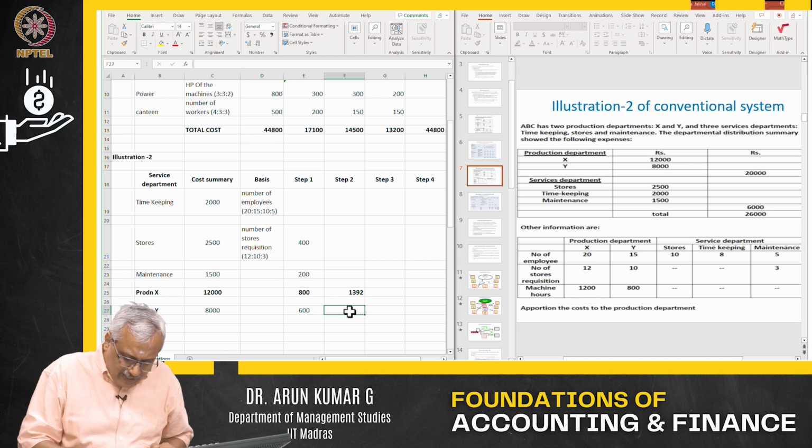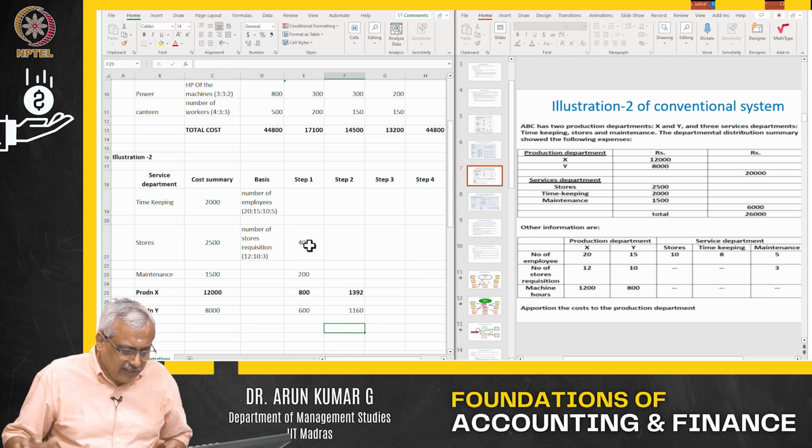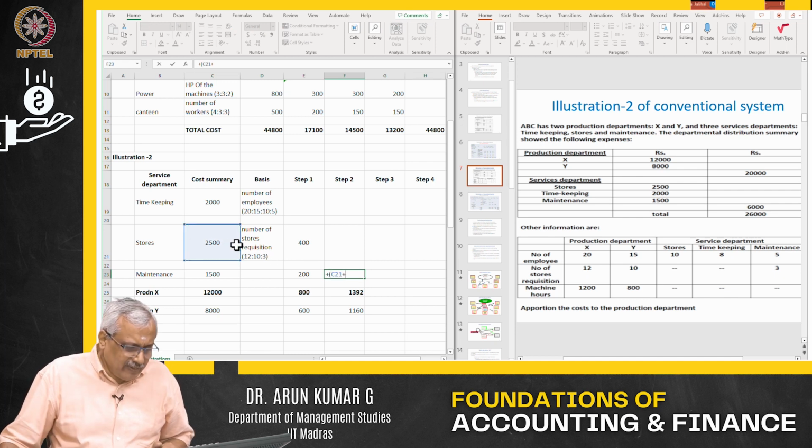Production department Y, the same way, in this particular case, what is the amount to be allocated? 2500 plus 400 into 10, and then divided by 25, and that is the amount that I have to allocate here. What is the amount that is to be allocated to the maintenance department? It is very clear, we can just do it this way, minus this minus this, the entire remaining cost, because it is only 3, it will go to the maintenance department.